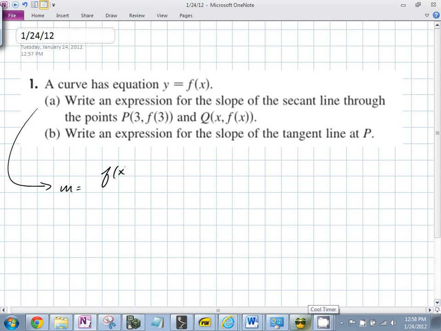Over x minus 3, exactly, right. That is the slope between those 2 points. That's it, right there. Now here's the thing.